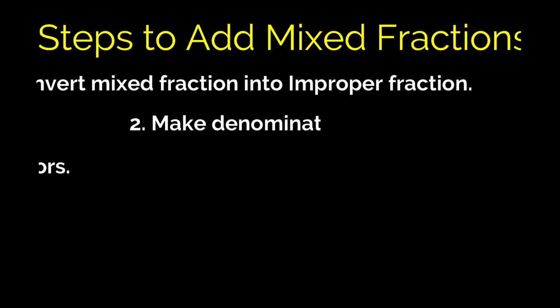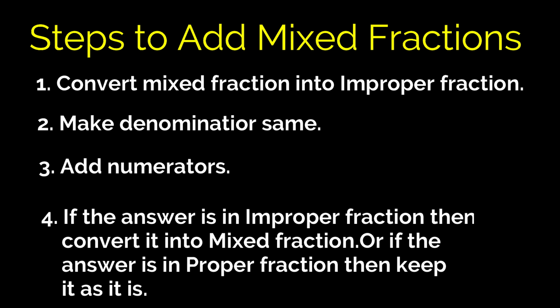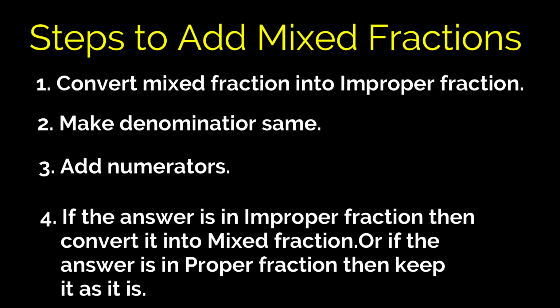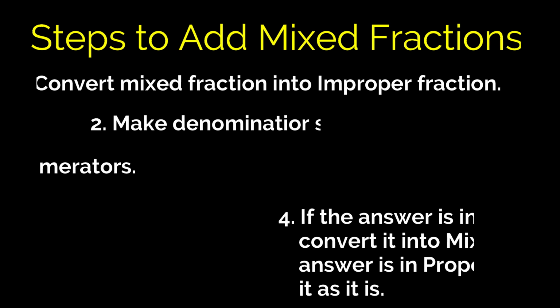We follow 4 steps to add mixed fractions. Step 1. Convert mixed fraction into improper fraction. Step 2. Make denominator same. Step 3. Add numerators. Step 4. If the answer is in improper fraction, then convert the improper fraction into mixed fraction. If the answer is proper fraction, then keep it as it is.